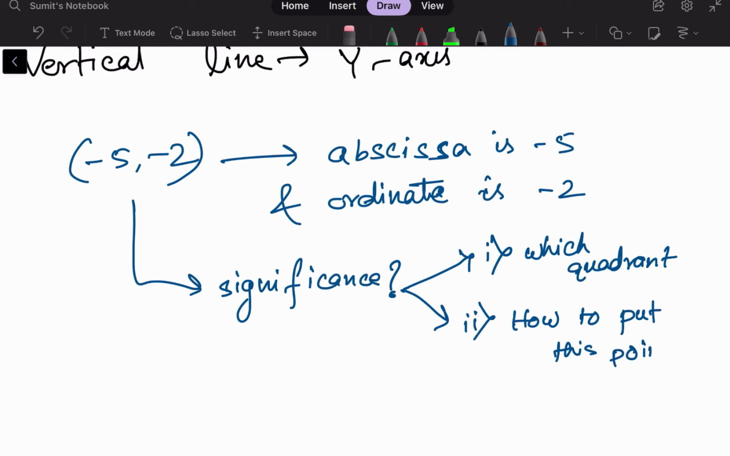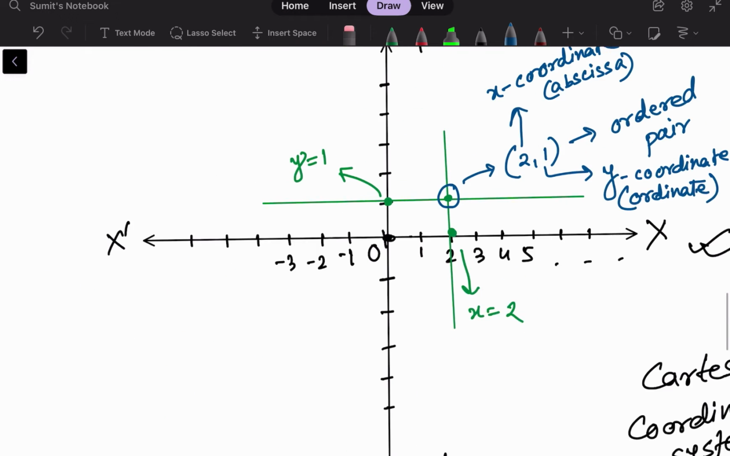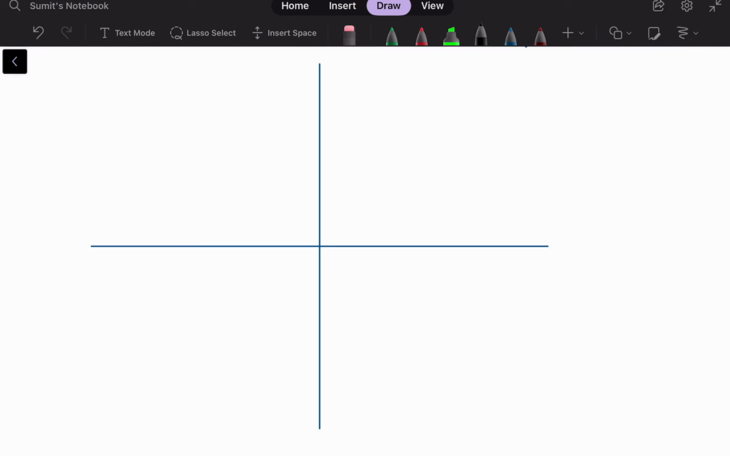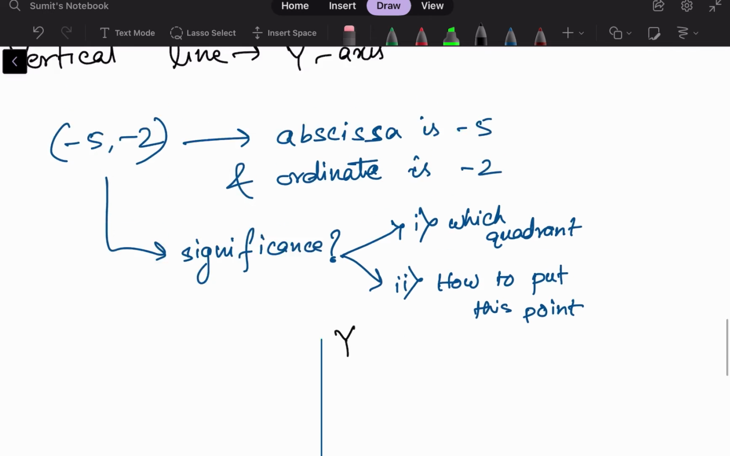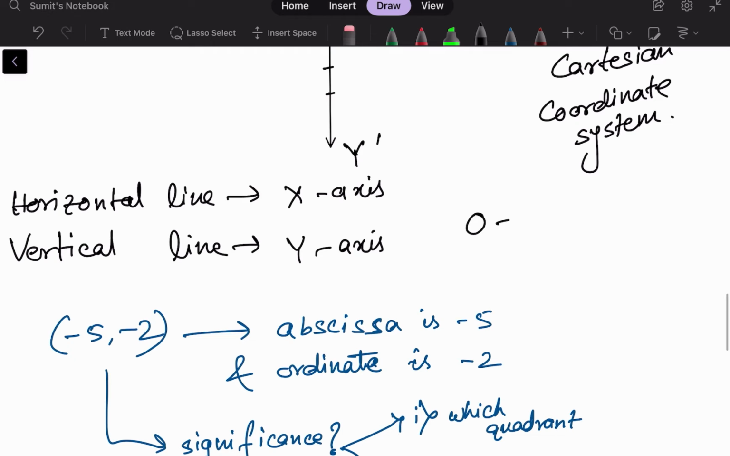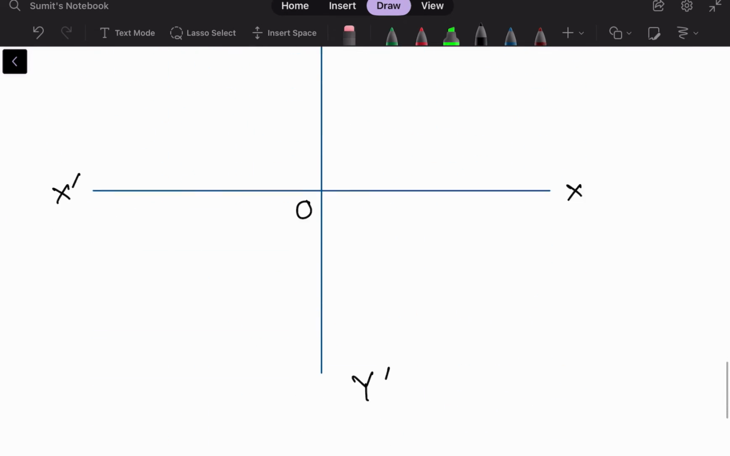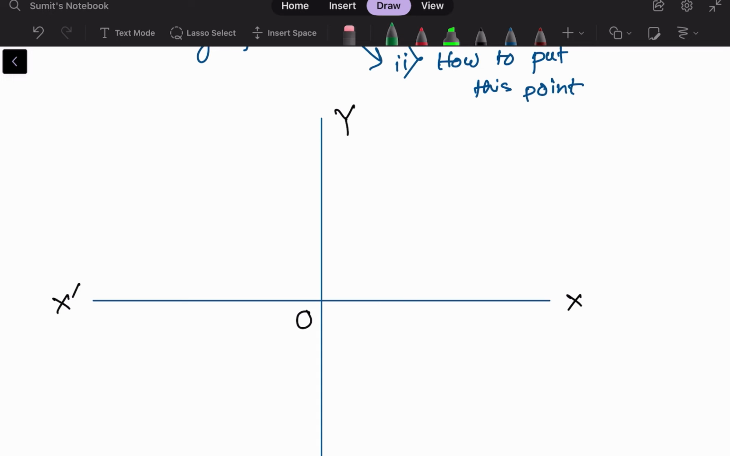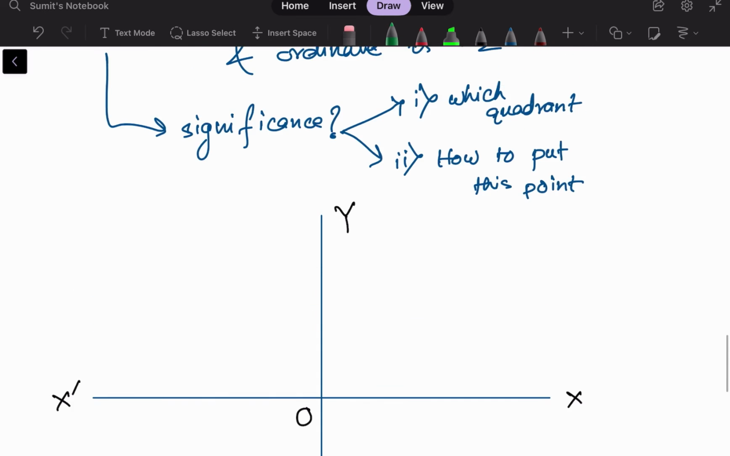Minus 2 comma minus 5 will be in which quadrant? Wait, I am saying that. The horizontal axis is x, left is x dash, above is y, below is y dash. And the middle point is 0, called the origin. O stands for origin. It is the name because at the origin the value of x and the value of y will become 0.